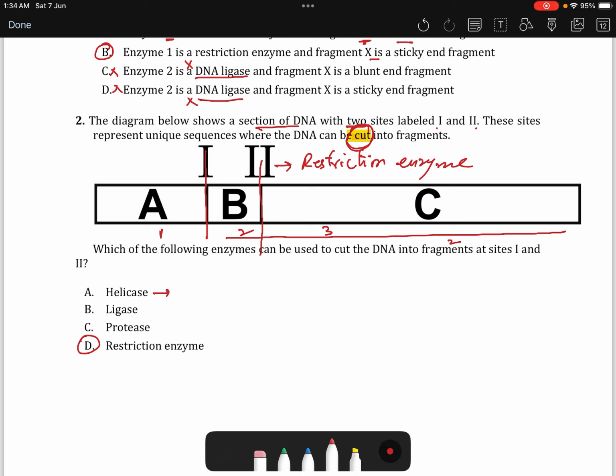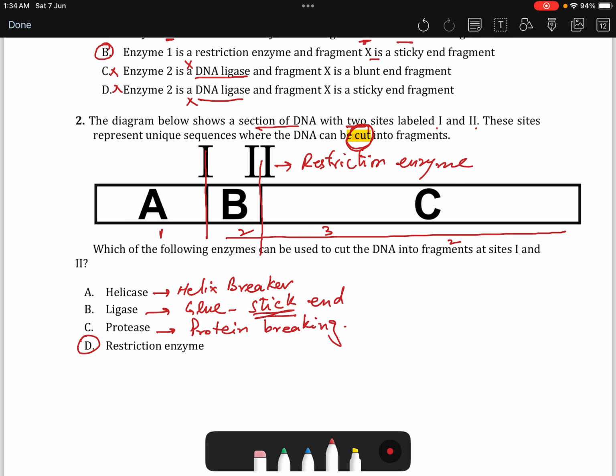What does helicase do? Helicase is the helix breaker, used in DNA replication. Ligase is a glue which sticks, so the keyword is stick the ends. Protease is an enzyme that breaks down proteins, so a protein-breaking enzyme. And restriction enzyme, we know it now.